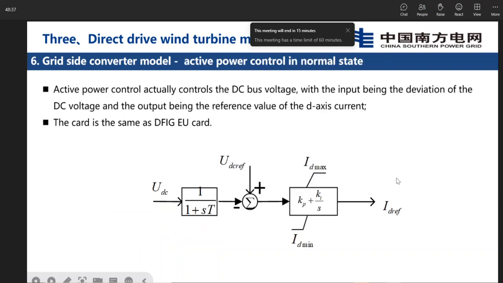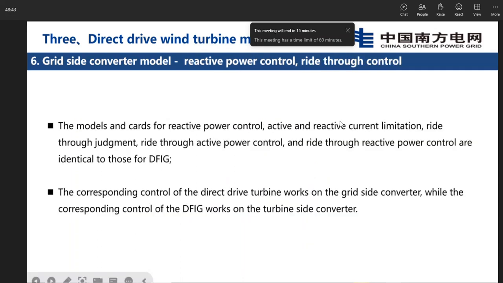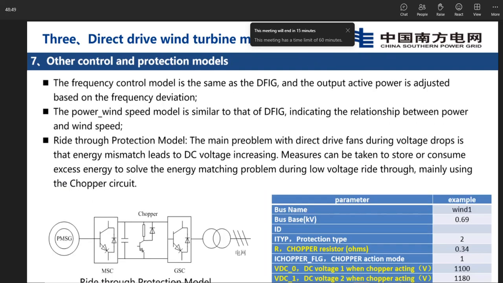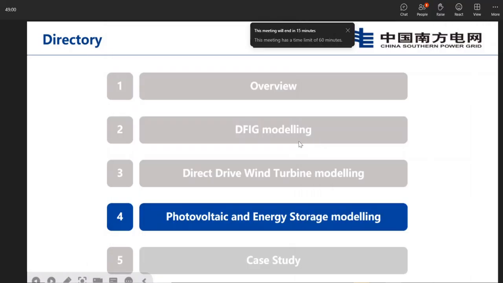For active power control in the normal state, it uses the same card as DFIG. For the reactive power control and the ride-through control, they are the same. For the protection part, it's just a little bit different.